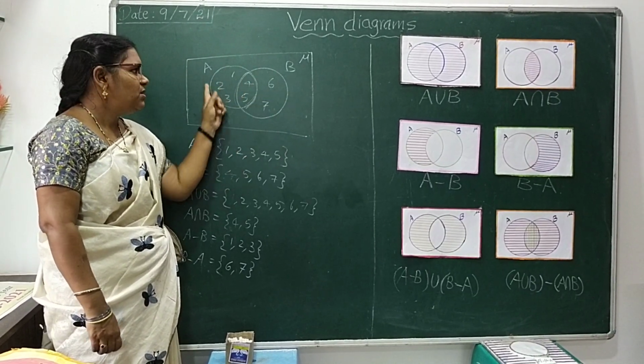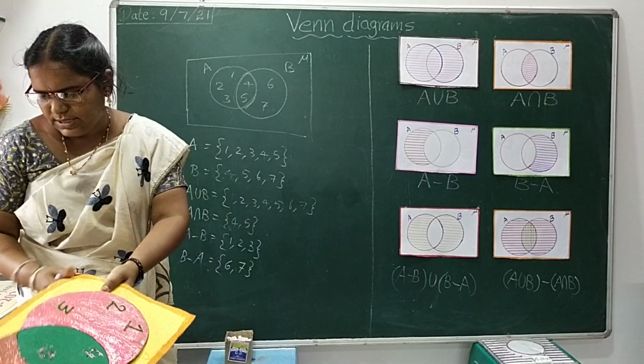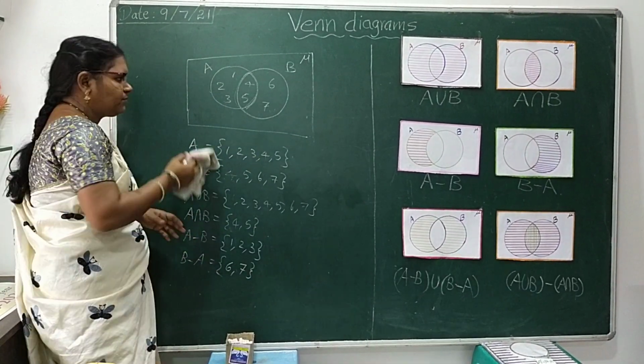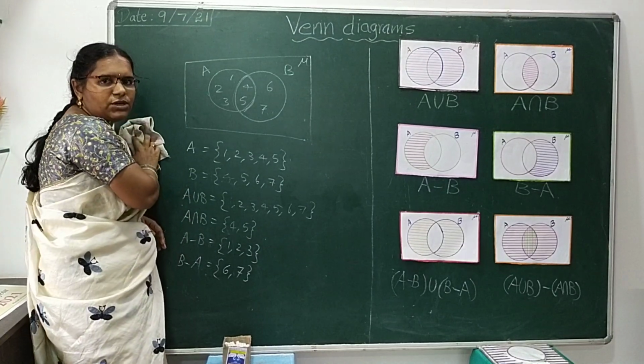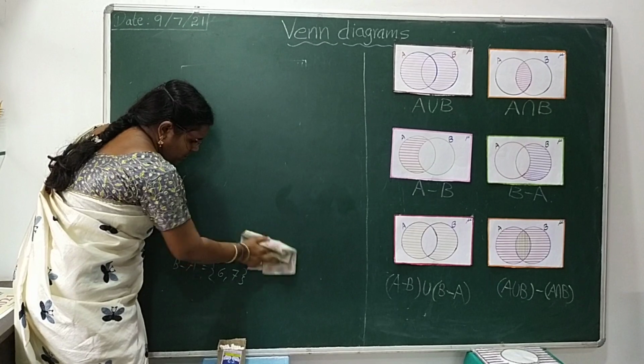A union B means all together we have to write. And there is one more part from the Venn diagram. I hope you are following. Just note down and do practice also.